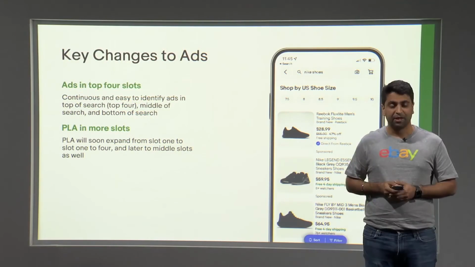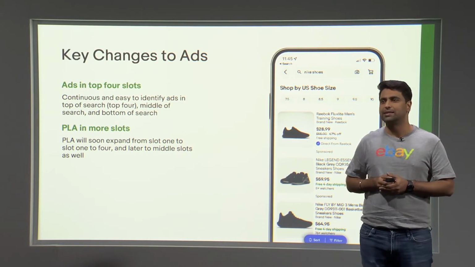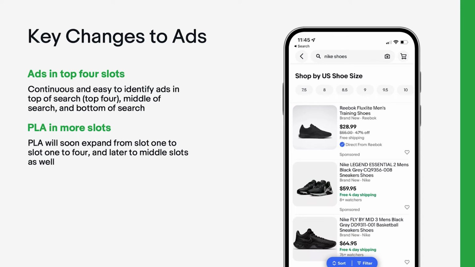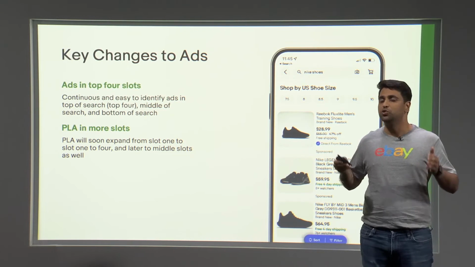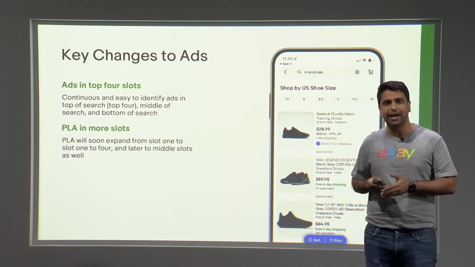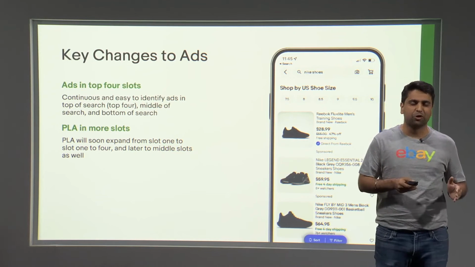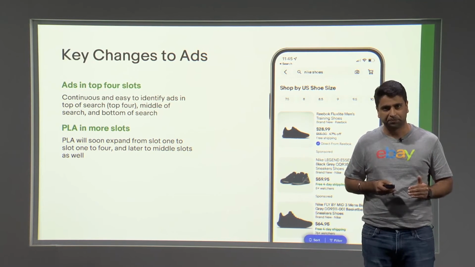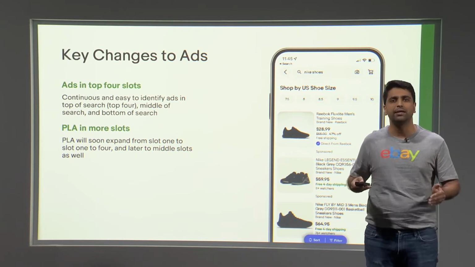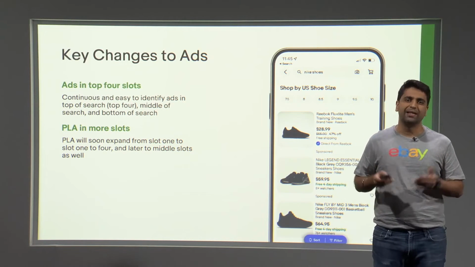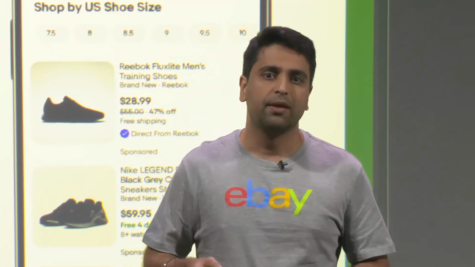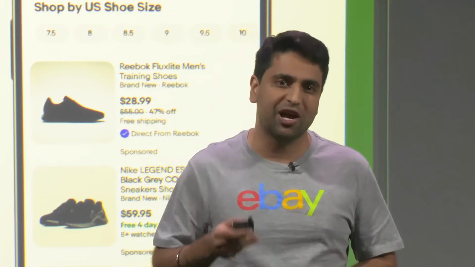Second, PL Advanced. We launched PL Advanced last year, and during the time of launch, PL Advanced was only present in slot 1, which means that you could only see ads from the PL Advanced program in slot 1 of search. We are now expanding that to 4 slots. So you will get ads from the PLA program in slot 1 to slot 4, which means a much higher exposure for the PL Advanced ad program, which in turn means that if you're participating in the PL Advanced program, your items will see a much higher velocity.